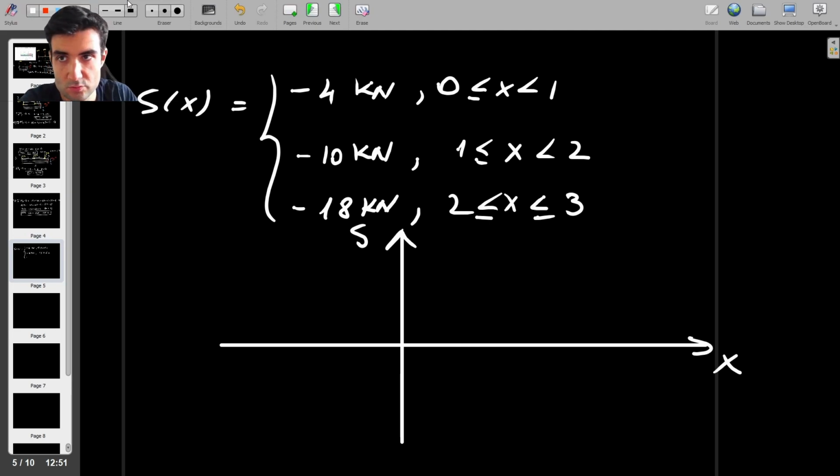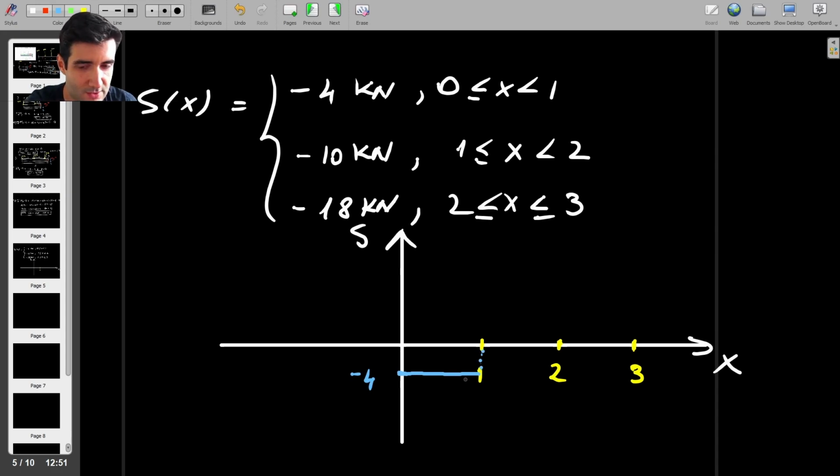So we have 1 here, this is 1, this is 2, and this is 3. So for the first part, we have the shear force being equal to minus 4. Now, I just realized this is probably not going to be to scale, but it's okay. So this is minus 4. So the shear force just looks like this, a straight line from 0 to just before 1.